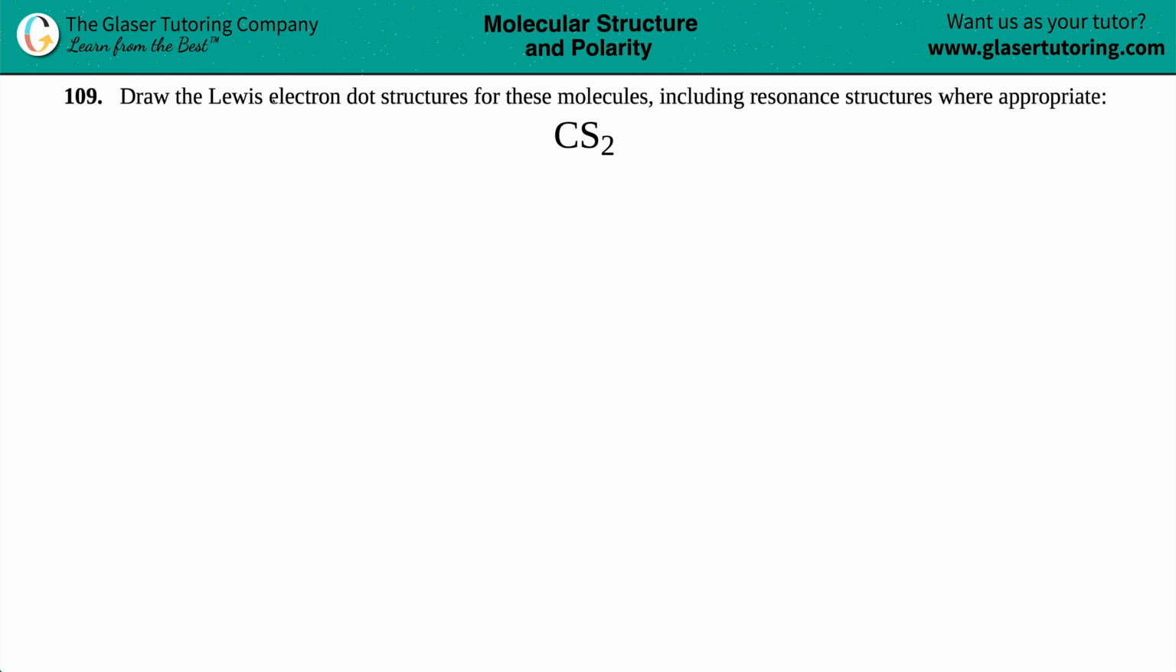Number 109. Draw the Lewis electron dot structures for these molecules, including resonance structures where appropriate. And then we have CS2. So we have to draw the Lewis structure and then the resonance structure if appropriate.